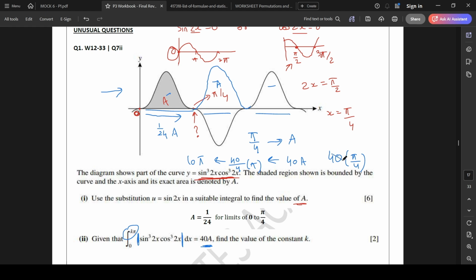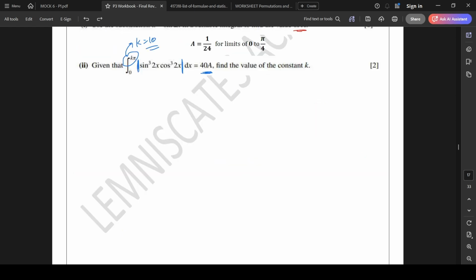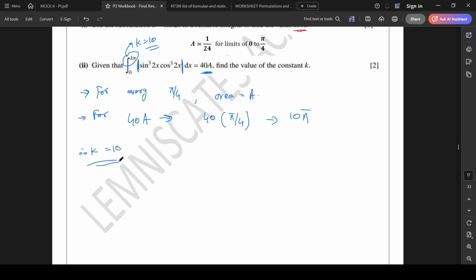And then if I simplify this, it comes out to be 10 pi. So from here, we can conclude that k must be equal to 10. And then let me show you, if I had to write this answer in the examination, what would be the steps that I would have followed? I would have written, for every pi by 4, area is equal to a. For 40 areas, this implies 40 pi by 4. This implies 10 pi. And therefore, k is equal to 10. That is how I would have concluded. But yeah, that's about this question.